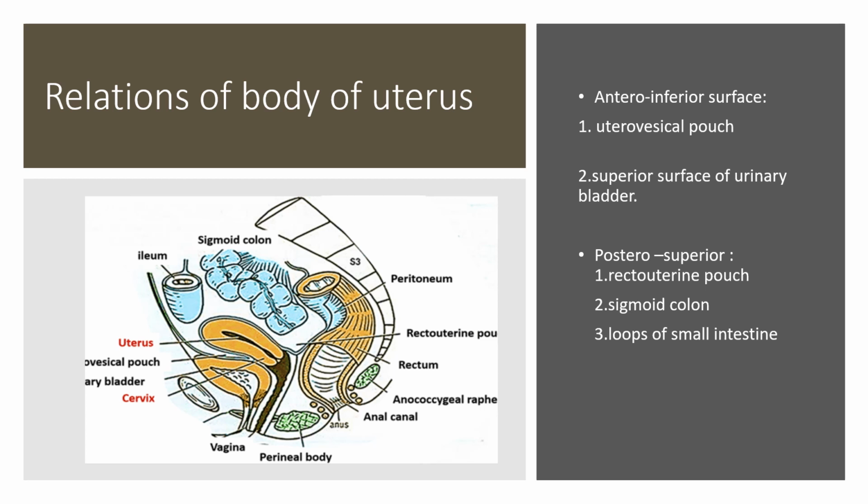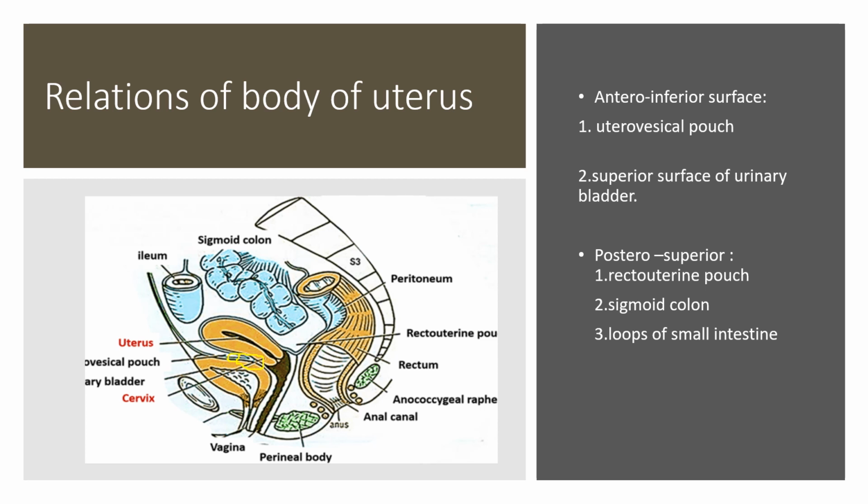Now the relations of the body of the uterus. As we discussed, there were two surfaces and two borders. The two borders were right and left. The two surfaces were anterior inferior and posterior superior. I don't know if you can see, but I'll try my best to help you visualize. This is anterior, so this is the anterior inferior surface.